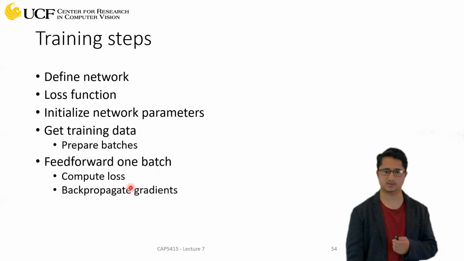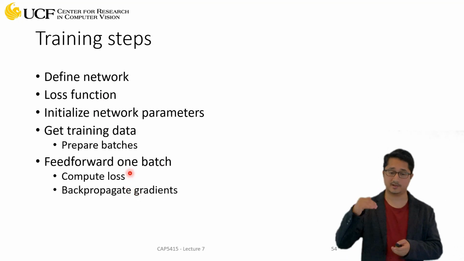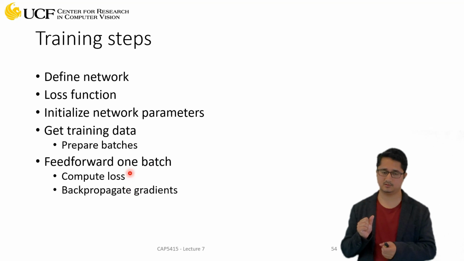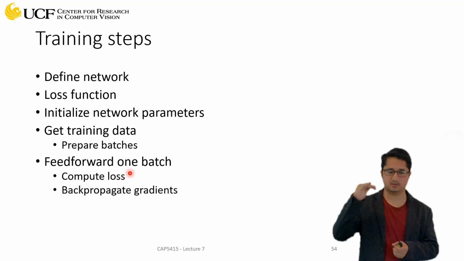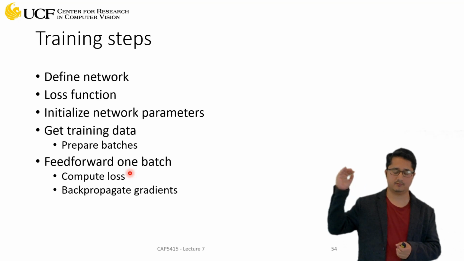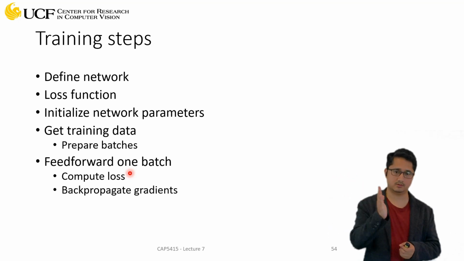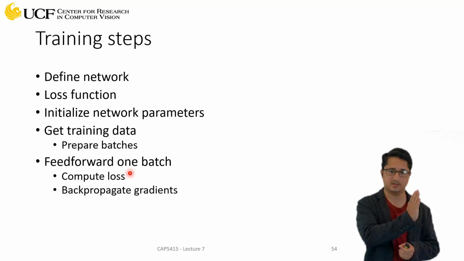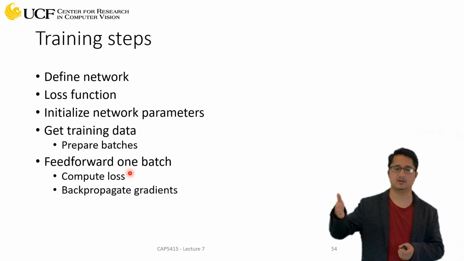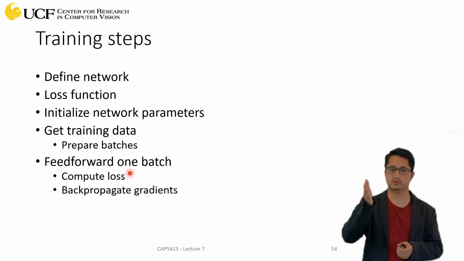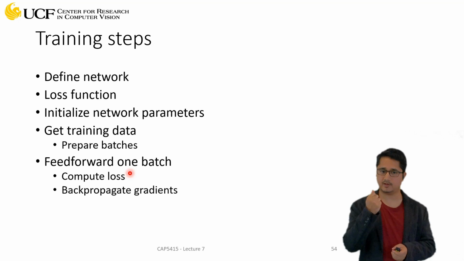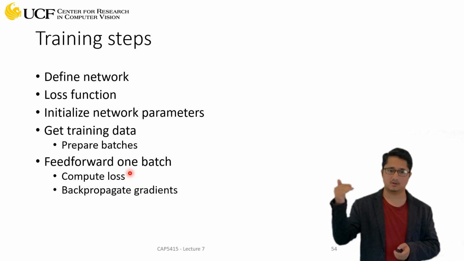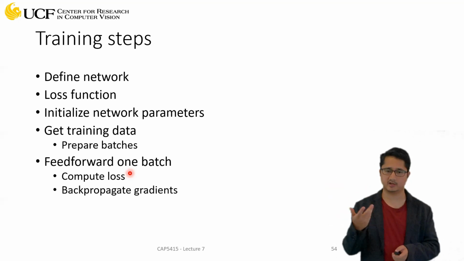We'll compute the loss. And then the next step is computing the gradients. So you have the loss function, and you will compute the partial derivative of that loss function with respect to all the parameters. We'll start from the final layer, and you will use the chain rule to move to the initial layers. So for each parameter in the network, you will have the gradient value. That's called backpropagation, or gradient computation.